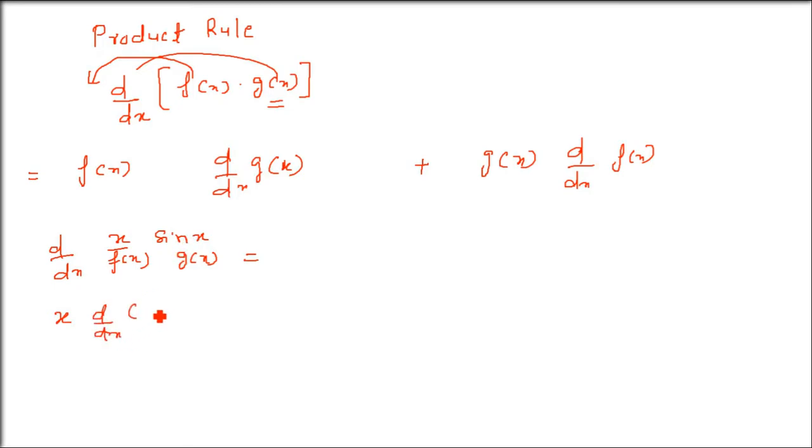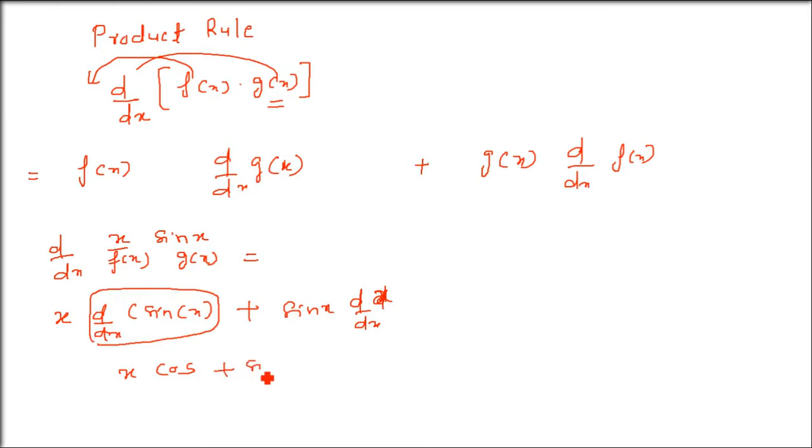So x we are taking outside, d by dx of sin x, then plus, now you take sin x outside, and d by dx of x remains. So this is the product rule we have applied. Now let us see the value. d by dx of sin x is cos x, then sin x is already there, and d by dx of x is 1. So here x cos x plus sin x. This is the product rule we have applied.